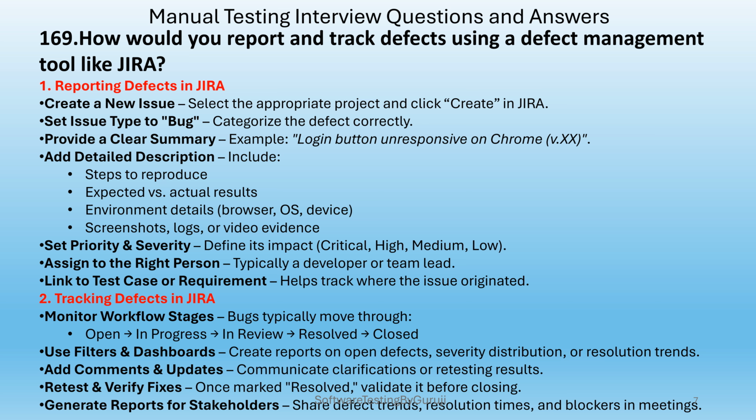Second, tracking defect in Jira. Monitor workflow stages. Bug typically moves through open, then in progress, then in review, then resolved, and last one close. Use filters and dashboards. Create a report on open defects, severity distribution, or resolution trends. Add comments and update. Communicate clarifications or testing results.